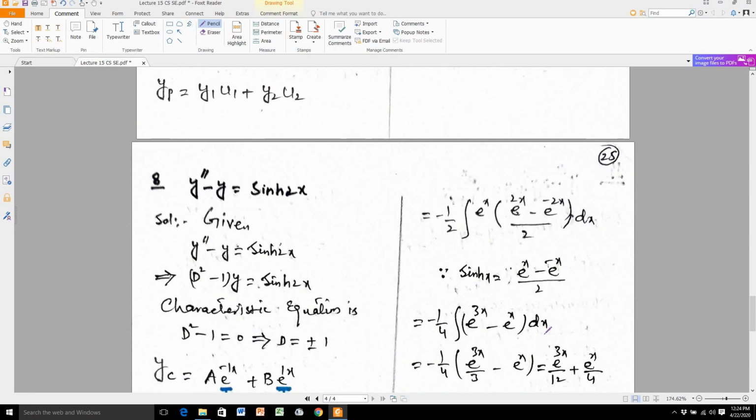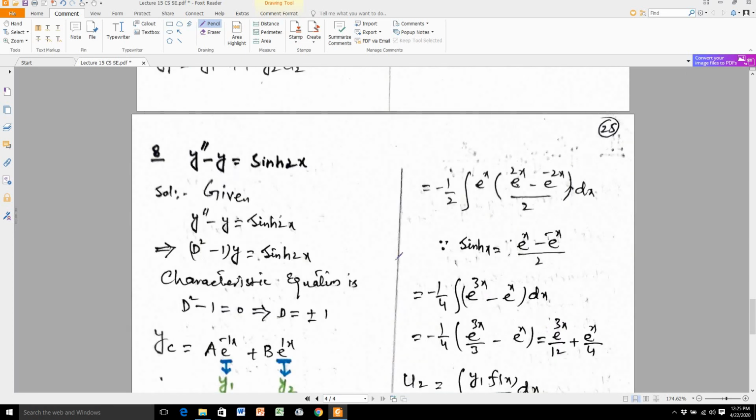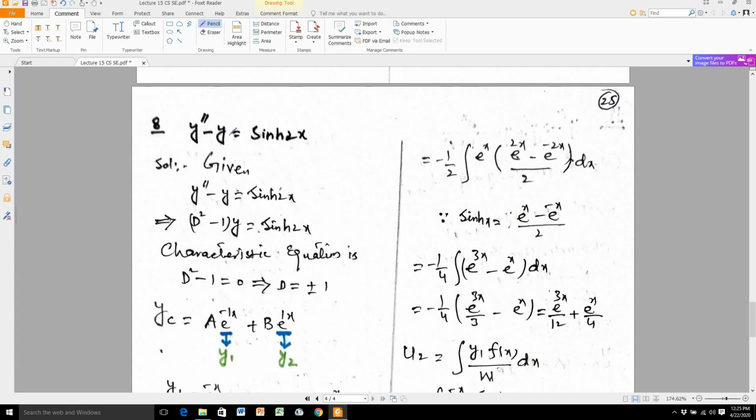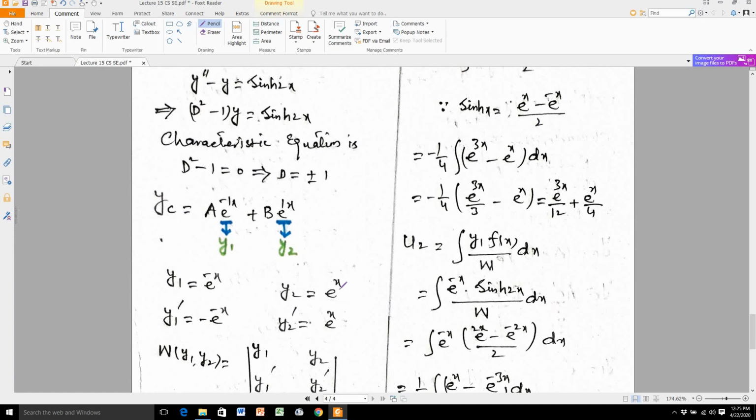In this way we move towards another question, that is question number 8 from exercise 3.5, that is y double prime minus y is equal to sine hyperbolic 2x. Given y double prime minus y is equal to sine hyperbolic 2x, after substituting the differentials in place of derivatives, we get D square minus 1 into y is equal to sine hyperbolic 2x. So its characteristic equation is D square minus 1 is equal to 0. This implies that D is equal to plus minus 1. So the roots are real and distinct.